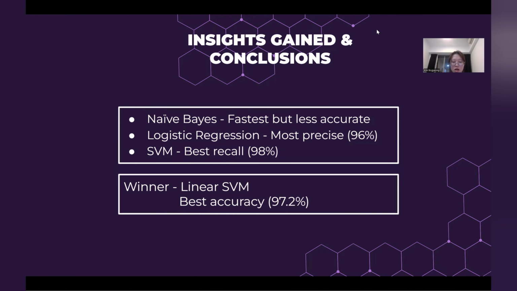the linear SVM performed the best with 97.2% accuracy and production-ready reliability. In the future, we plan to explore deep learning models like LSTMs or transformers to capture more complex word relationships.